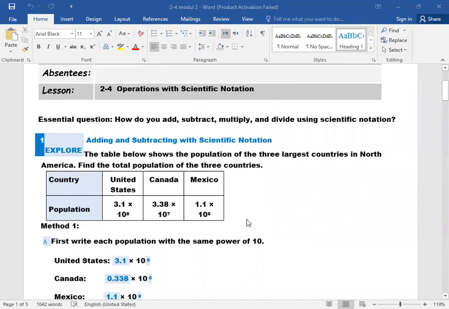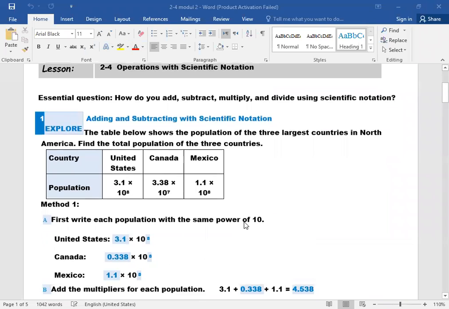Hello everyone. Today, inshallah, we are going to continue lesson 24 in our book, which is talking about operations with scientific notation. Operations with scientific notation. It's lesson 24 in your book. In this question, we are going to learn how we can answer word problems which are related to scientific notation.